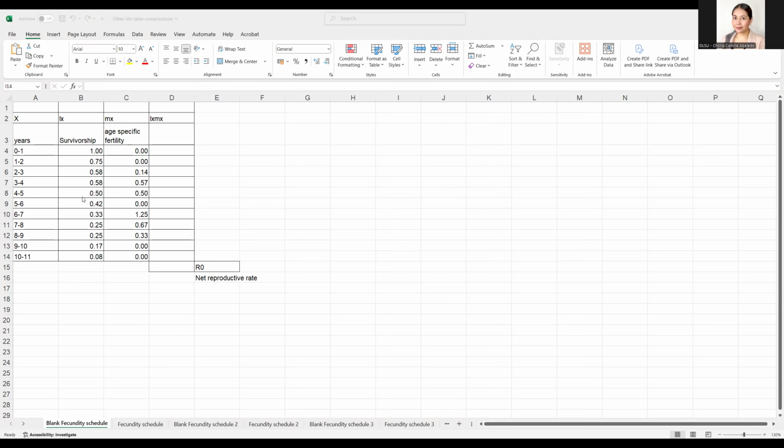For 4 to 5, it's 0.5 and 0.5. For 5 to 6, it's 0.42 and 0. For 6 to 7, it's 0.33 and 1.25. For 7 to 8, it's 0.25 and 0.67. For 8 to 9, it's 0.25 and 0.33. For 9 to 10, it's 0.17 and 0. And for 10 to 11, it's 0.08 and 0. So the first three to raise their hands, please tell us what the net reproductive rate is for this population.